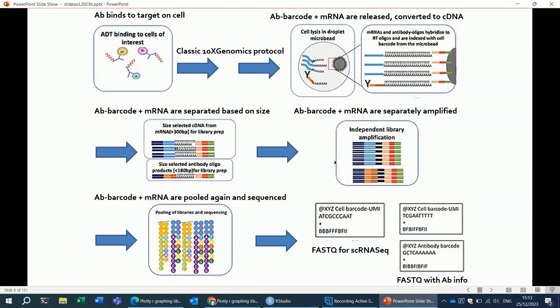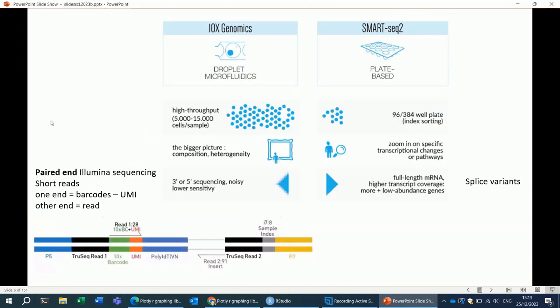In the standard protocol, different samples are sequenced in different lanes of the Illumina flow cell. And that makes it more expensive because you have to pay per lane in Illumina sequencing. And it also introduces noise because different lanes can be a bit different with respect to sequencing efficiency and so on.